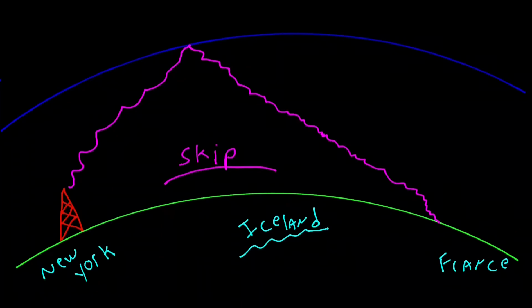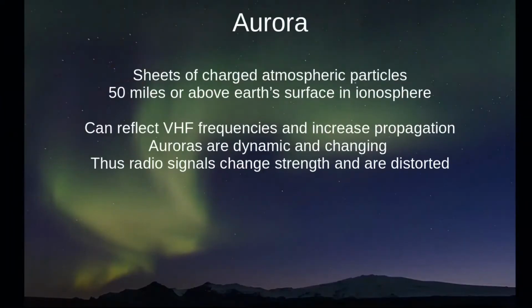Another interesting propagation method in amateur radio is due to the auroras, or northern lights. The northern lights are essentially sheets of charged atmospheric particles 50 miles or above Earth's surface in the ionosphere. And they're not there all the time, but they correlate with the solar activity. And in times of increased solar activity, then the auroras are more likely to occur. I've seen this once or twice in my lifetime, and they're absolutely beautiful. I've never seen anything more beautiful in my life.